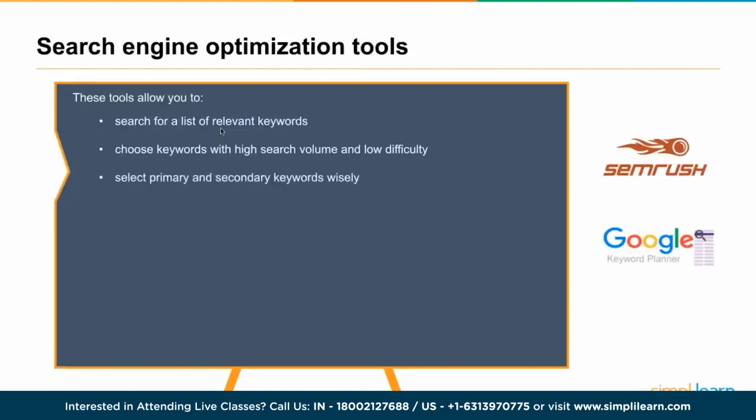We also want to select primary and secondary keywords wisely. So remember, when you optimize, you're optimizing a page for more than one keyword. So you want to be able to have a nice portfolio of diverse, relevant keywords with high search volume and low difficulty. And then you want to be able to identify those keywords that your competitors are ranking for. So Moz gives you that information. And so we want to be able to leverage the tools available to us to choose the right keywords.